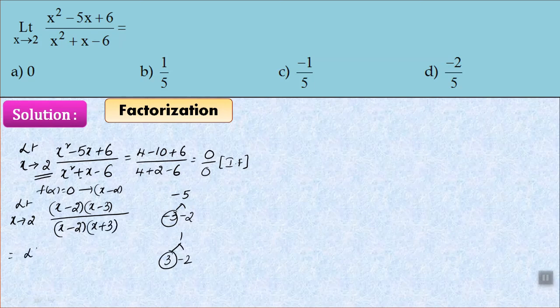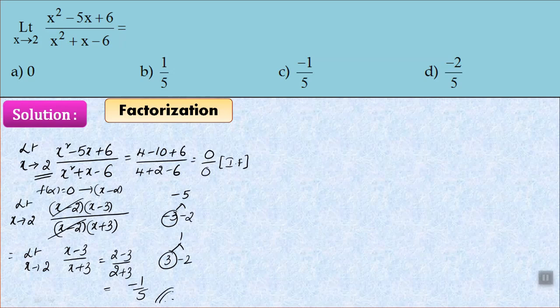This equals to limit x tends to 2. Here cancel out the common factors. x minus 2 get cancelled. x minus 3 by x plus 3. Now substitute the limit here. 2 minus 3 divided by 2 plus 3. This equals to minus 1 by 5.